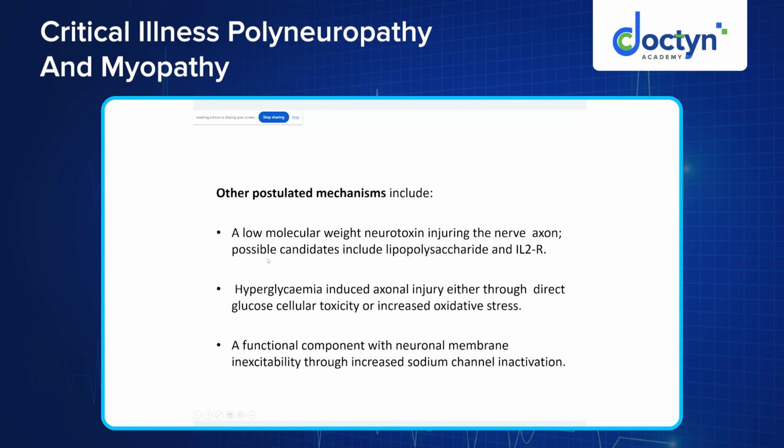Other postulated mechanisms include a low molecular weight neurotoxin that injures the nerve axon, possibly lipopolysaccharides and the IL-2R molecule. Hyperglycemia itself is a big risk factor that can cause axonal injury. How?